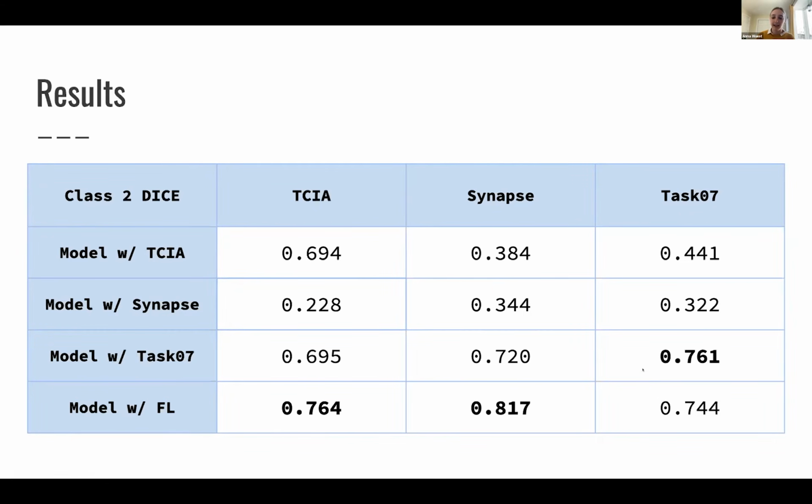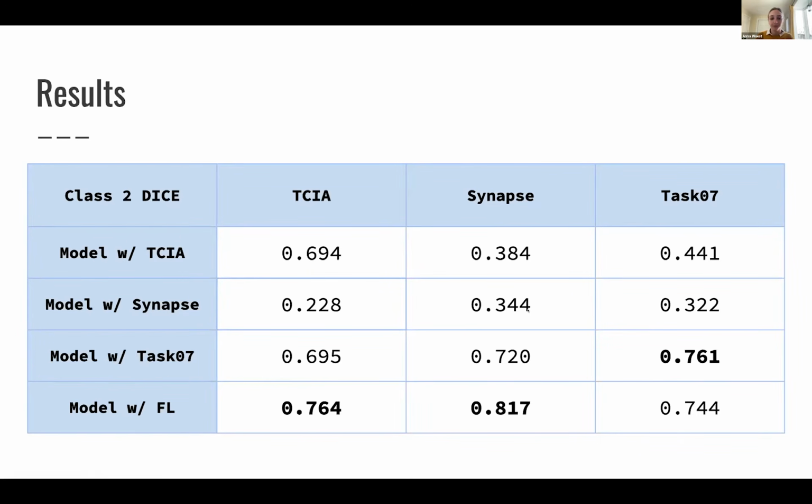So starting if we look diagonally of the models that were trained on the data set and how they performed on their own data set, we see a few different stories. So starting with TCIA, this performed pretty well. Close to 70% is not too bad for organ segmentation.